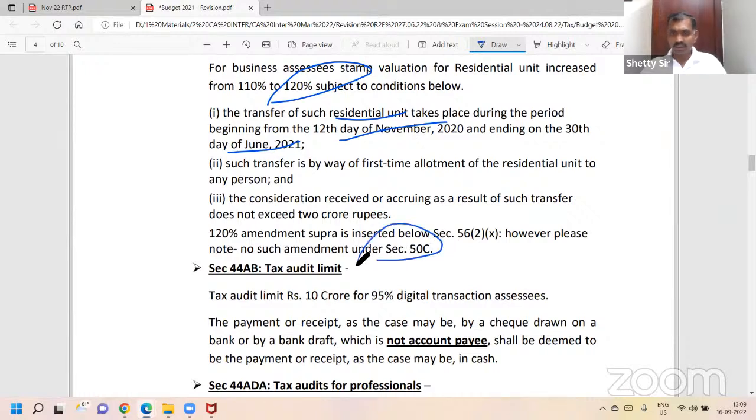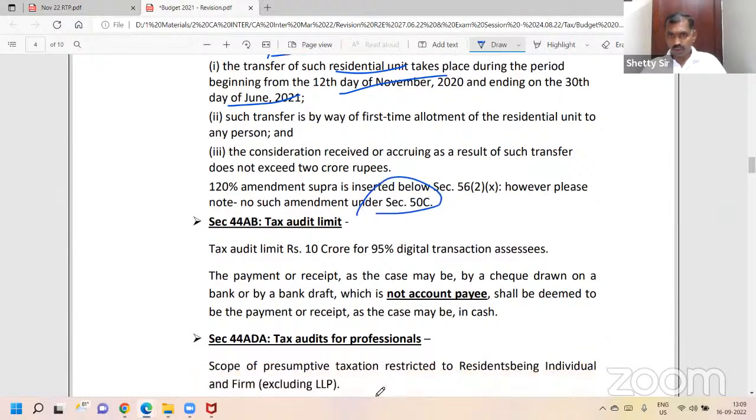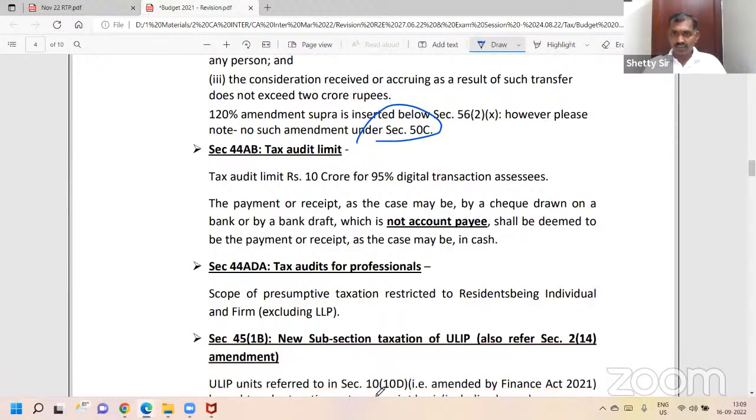We even did it in class. Tax rate limit is 1 crore normally, but if it is 95% digital receipts or digital payments, then the tax rate limit is 10 crores instead of 1 crore. Did we do it? Yes, sir. Presumptive tax is restricted to residents only, individual and firm.